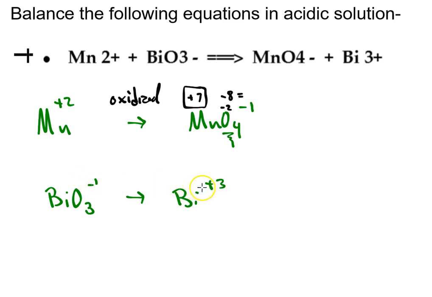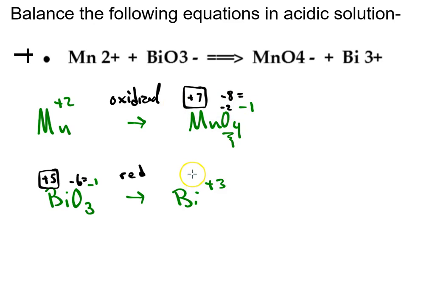This one is nice because it already tells me Bi is plus 3. All right. This one, we just have to figure out with the same logic. We have 3 times -2, so that's a -6. Something minus 6 equals -1, so that's a plus 5. Plus 5 to plus 3 means it became more negative, which means it was reduced. Fair enough? Okay.